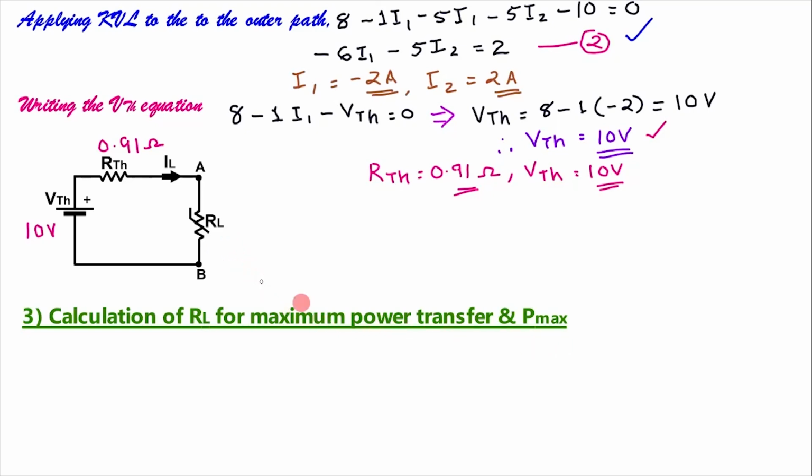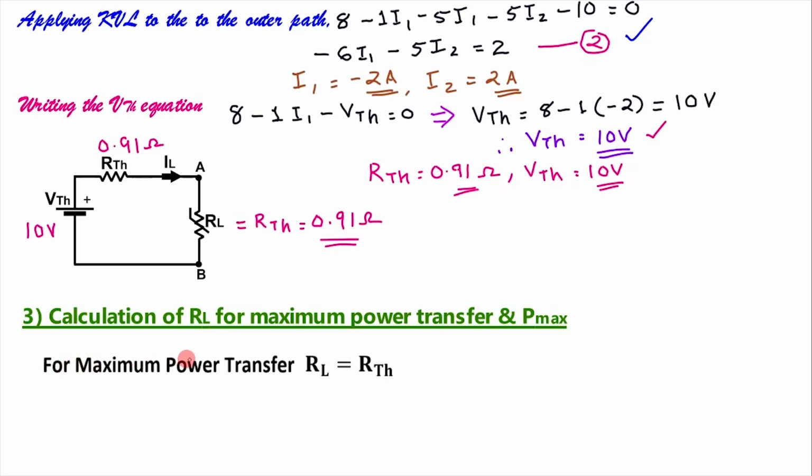As per maximum power transfer theorem, we know that this load resistance must be equal to RTH. That is, for maximum power transfer, RL is equal to RTH, which is equal to 0.91 ohm, as RTH we got as 0.91 ohm.